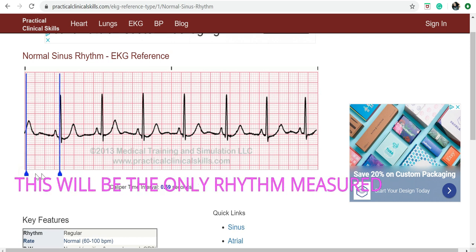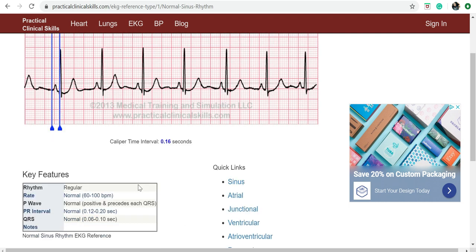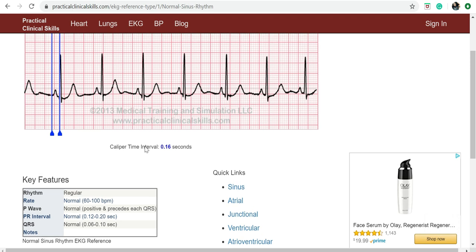Here, the PR interval would be 0.16, and we know that the PR interval should be between 0.12 and 0.20 seconds. So this 0.16 is between 0.12 and 0.20 seconds. So the PR interval would be normal.